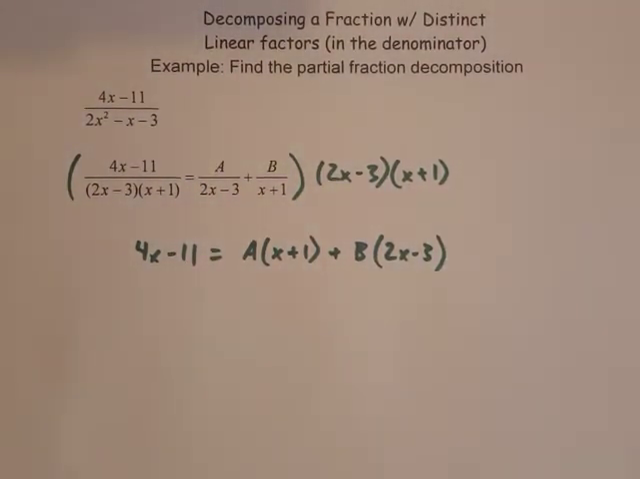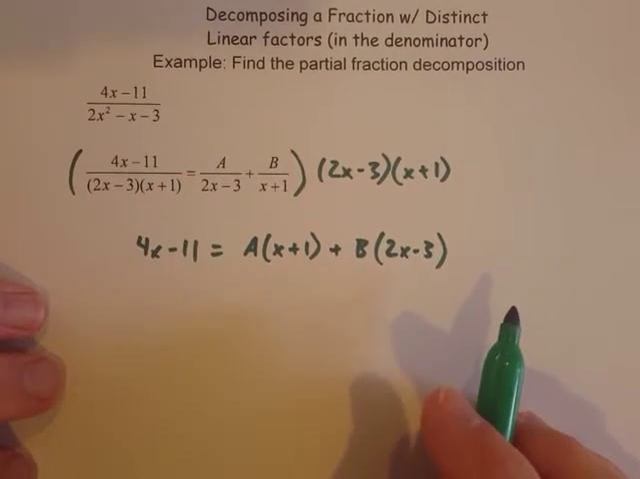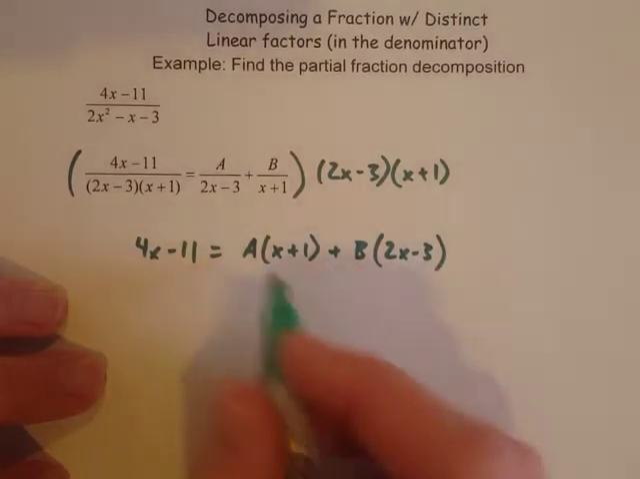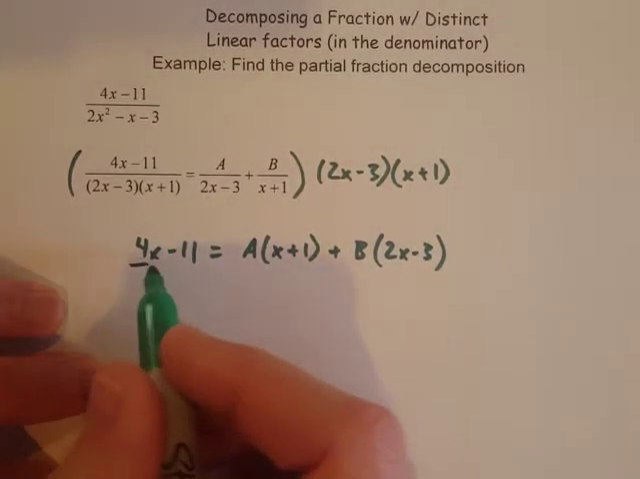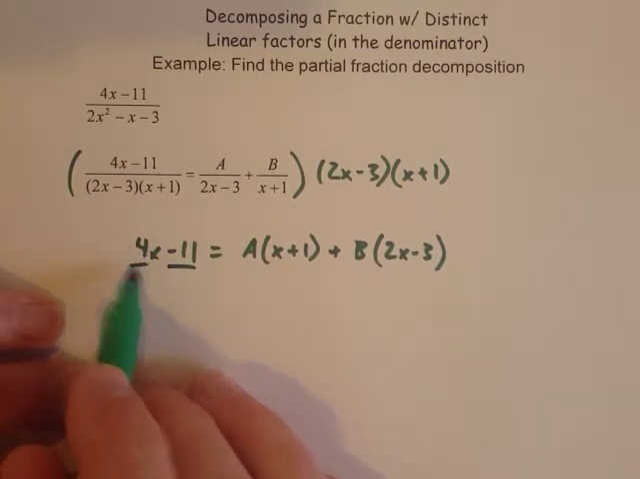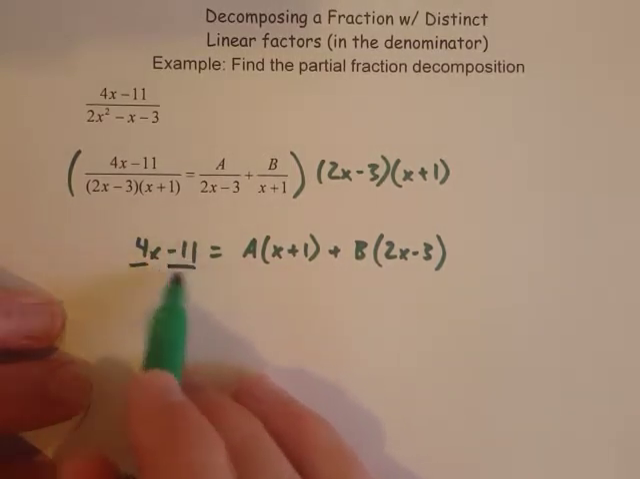And so now we've got a version of the equation that doesn't have any fractions. Next thing is to simplify and try to get our right-hand side to look like the same form as the left-hand side. Now I want you to notice this left-hand side has an x piece and it has a constant piece.